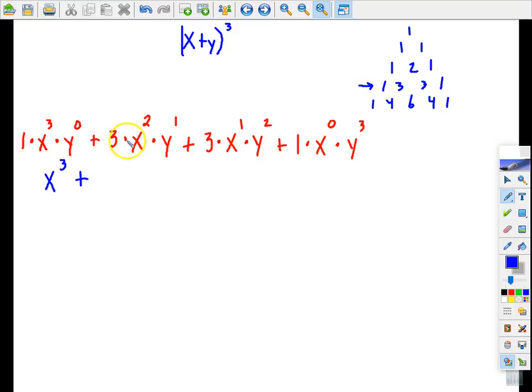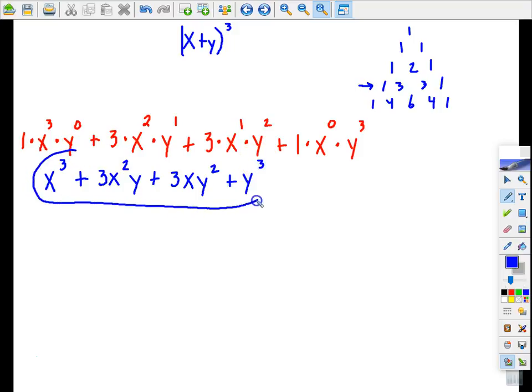Okay, and then I'm just showing that all of these are multiplied together, but my final answer really should just look like this. Don't really need exponent 1. Same thing here. I don't really need exponent 1. I just wanted to show you how the exponents count down and count back up. And then finally, 1 times y cubed is just y cubed. So that's how Pascal's triangle works when it comes to expanding binomials to any power.